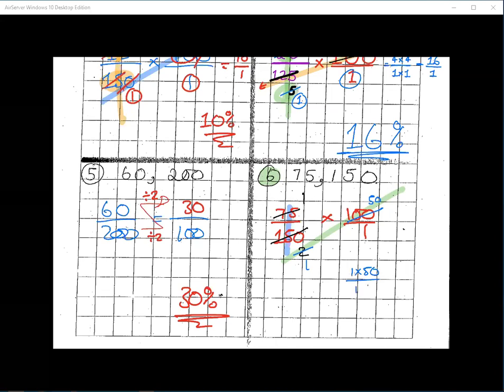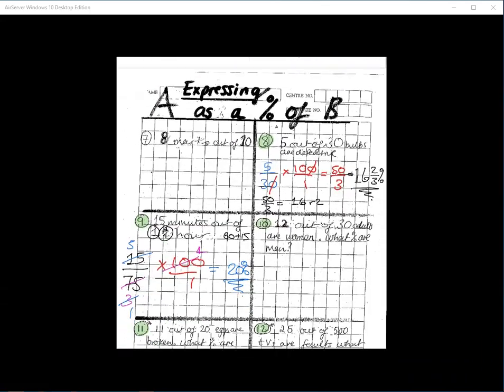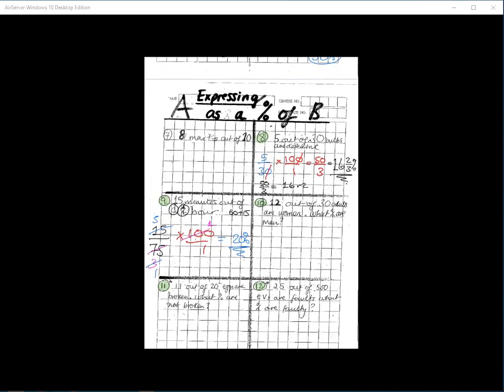And then 1 times by 1 on the bottom. So the final answer for that is 50%. So that's the end of the first page. The second page has got questions in context.